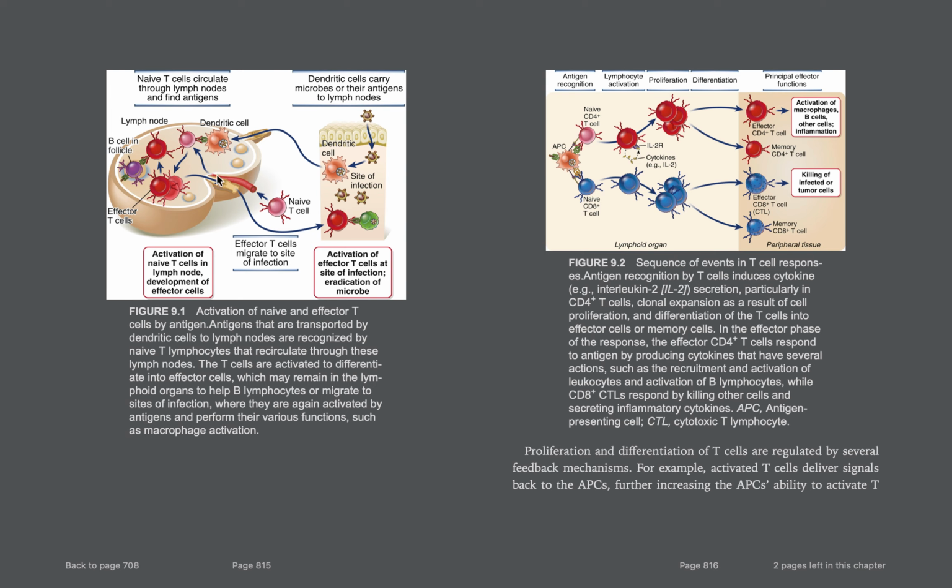So the dendritic cells act as the antigen-presenting cells. They always go back to the lymph nodes. So here you see the dendritic cell is carrying the antigen, and it is presenting it to some of the T cells, the effector cells.